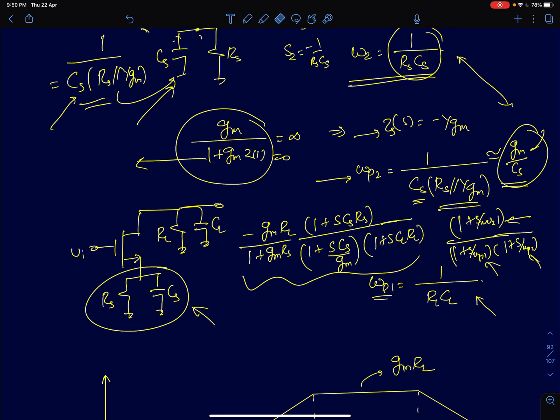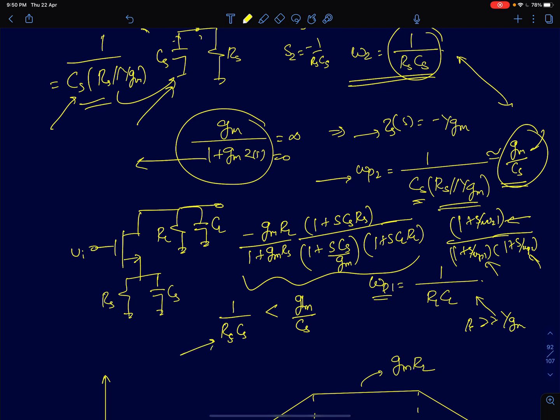Now we'll make some assumptions before we go ahead with the Bode plot. First we need to understand the values of the zeros and poles, so that it will be easier for us to plot. The zero occurs at 1 by RSCS. Then your pole will occur at GM by CS. Since I said GMRS is much greater than 1, or RS is much greater than 1 by GM, 1 by RS will be much smaller compared to GM. So the zero will occur first, then you will get the pole. I am going to make an assumption that 1 by RLCL comes after this. 1 by RLCL is the pole because of the output impedance, and we are saying that this pole occurs after the first pole, which is GM by CS.